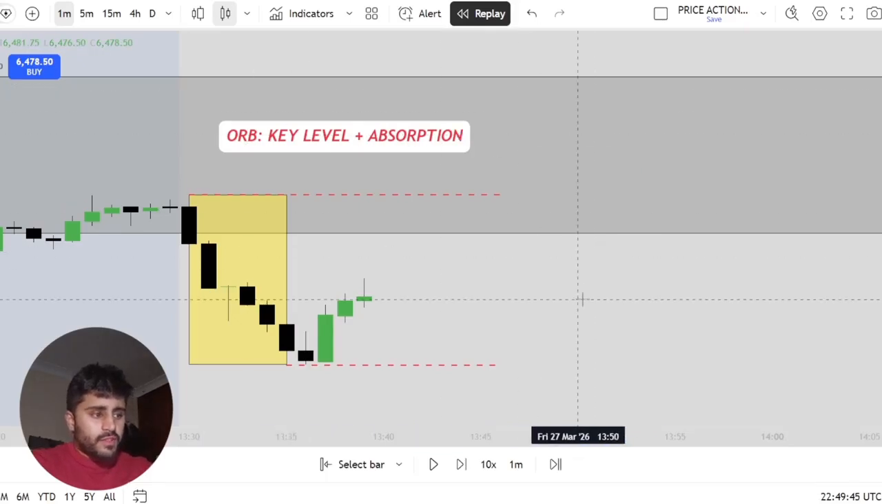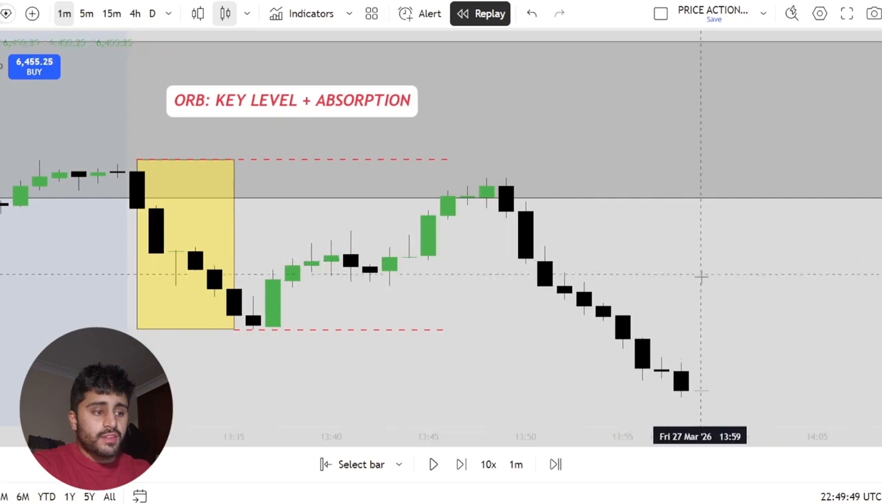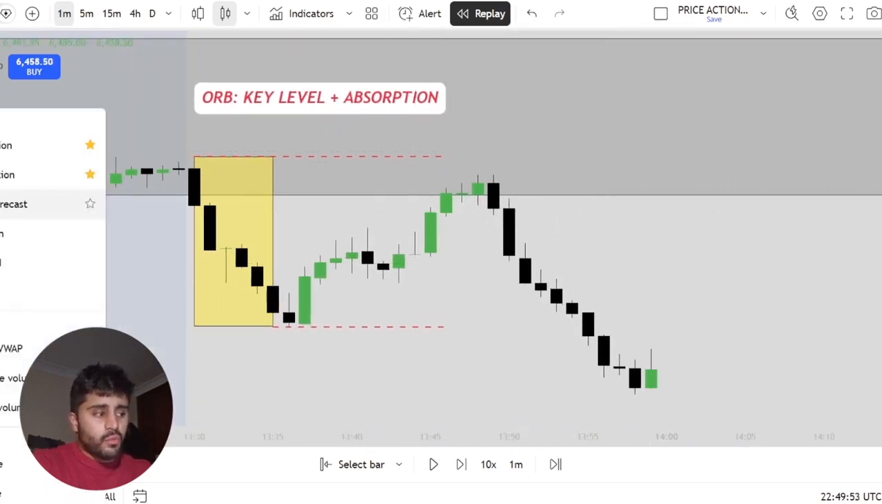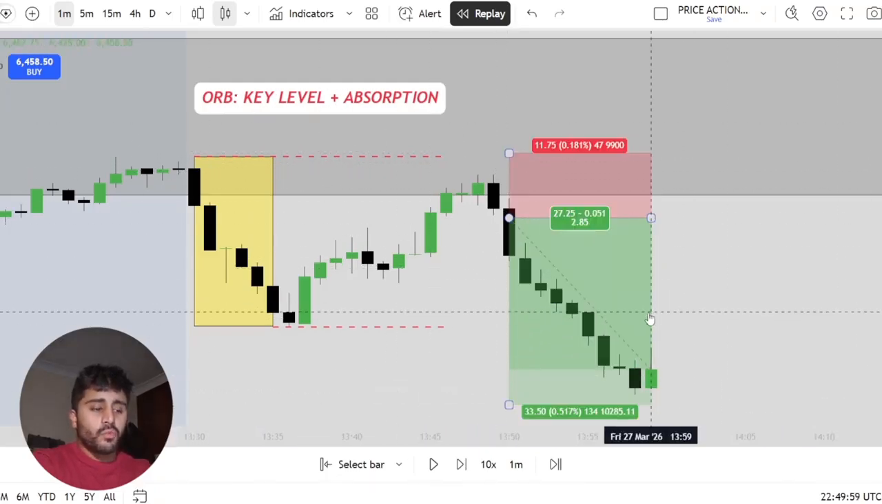So now that we've done that, right, you then want to start understanding where the rejections were. So there you go. There's your rejection. So once you have this rejection, there are different ways you can enter. I mean, you could enter the market as you're rejecting, stop loss above the ORB high, target the ORB low. This is one way you can do it, right?